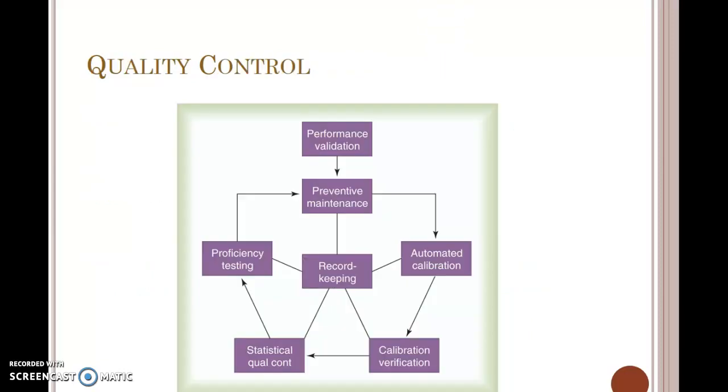Quality control does need to be done on the blood gas machine, and you can kind of follow that little chart there, but they're just doing it to make sure that the blood gas machine is calibrated and then that there's good record keeping being done on the calibration of those machines.